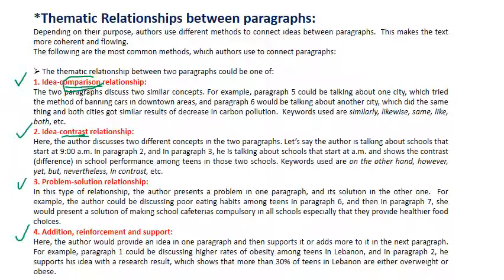For example, in paragraph 1 he could be discussing higher rates of obesity among teens in Lebanon, and in paragraph 2 he supports his idea with a research result. This is called addition and reinforcement. I am, as an author, reinforcing or adding more to my idea. Okay, generally with statistics and facts.